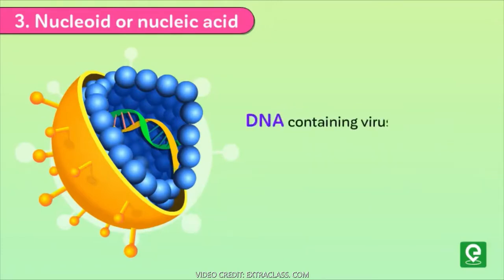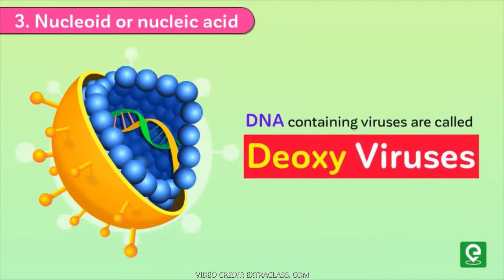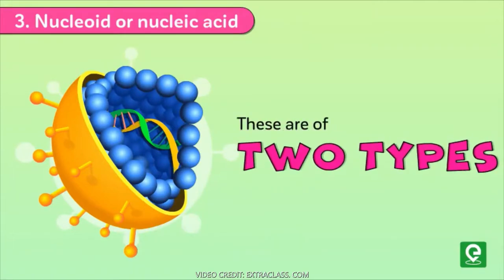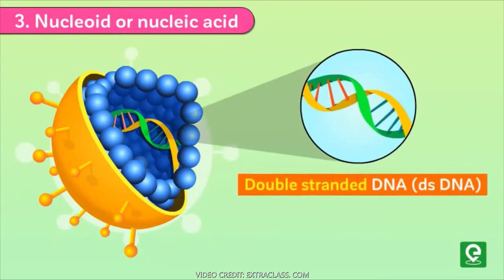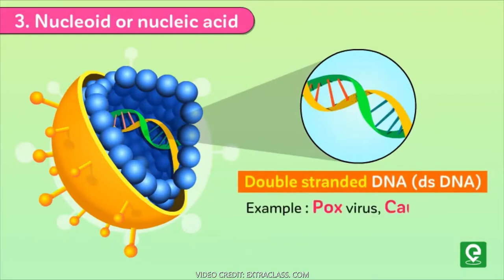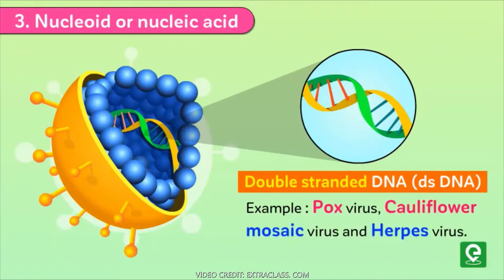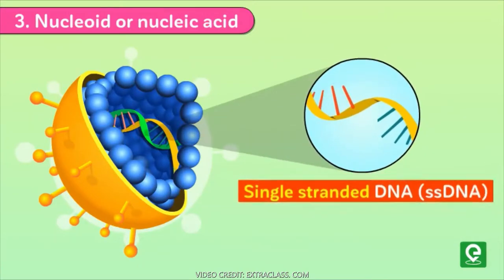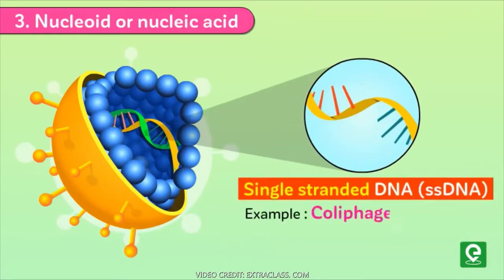DNA containing viruses are also called deoxyviruses. These are of two types. Double-stranded DNA, for example pox virus, cauliflower mosaic virus and herpes virus. Single-stranded DNA, for example phi X 174 and M13 phage.